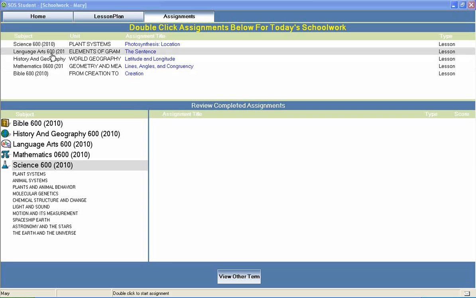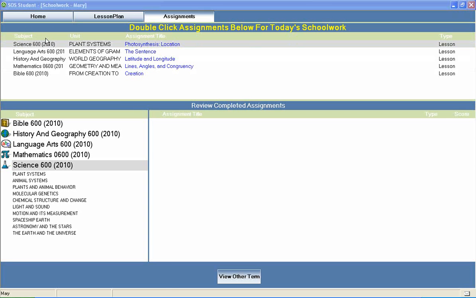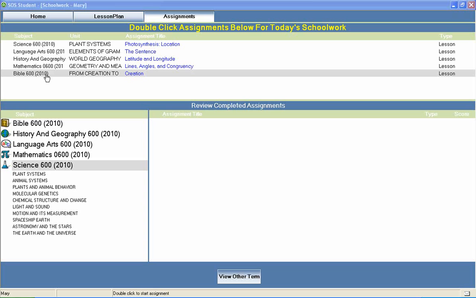Welcome to Switched On Schoolhouse, a CD-ROM-based homeschool curriculum from Alpha Omega Publications. In Switched On Schoolhouse 6th grade science, your students will study units that cover science topics like plant systems, plants and animal behavior, chemical structure and change, motion and its measurement, astronomy and the stars, and much more. Now let's take a look at a 6th grade science lesson to see how concepts like these are covered.